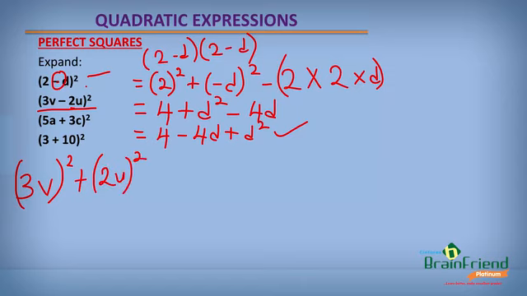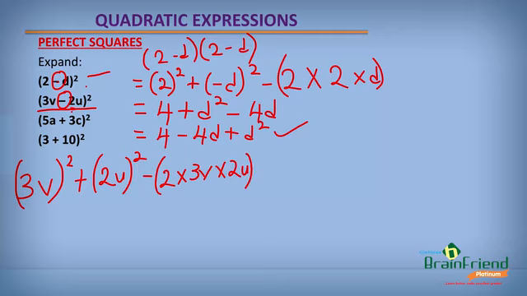So is it minus or plus? We take note of the sign in the bracket here. It's negative. So minus twice the product of the two terms, that is 3v times 2u. And then we simply calculate this.